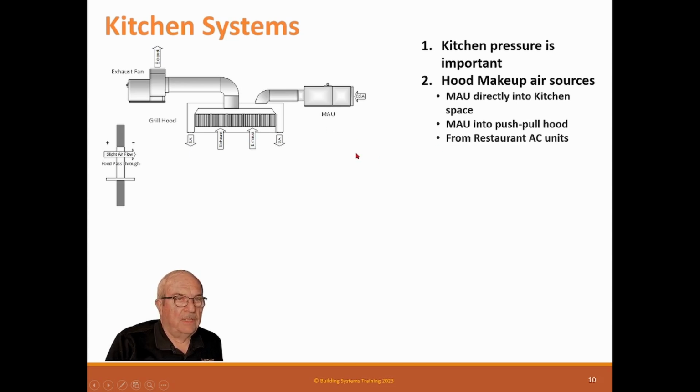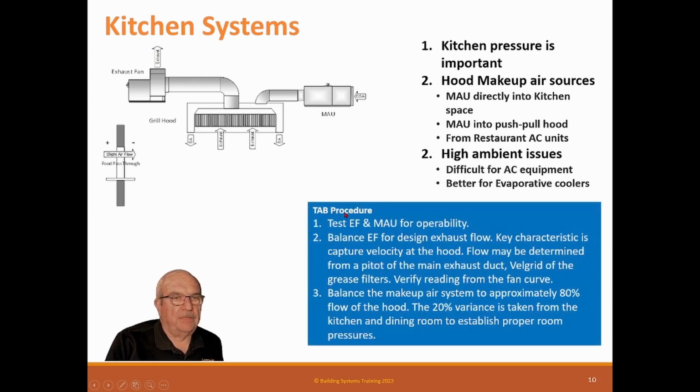You can also take it through the space from the restaurant. However, it's only recommended you do about 20% from the restaurant. The rest be from some kind of makeup system. The problem with makeup air systems is high ambient. It gets very hot on the roof, and if you get this hot air across an air conditioner, it may not survive. Difficult for AC equipment, better for evaporator cooled, but again, if you have a high humid area, evaps don't do anything.